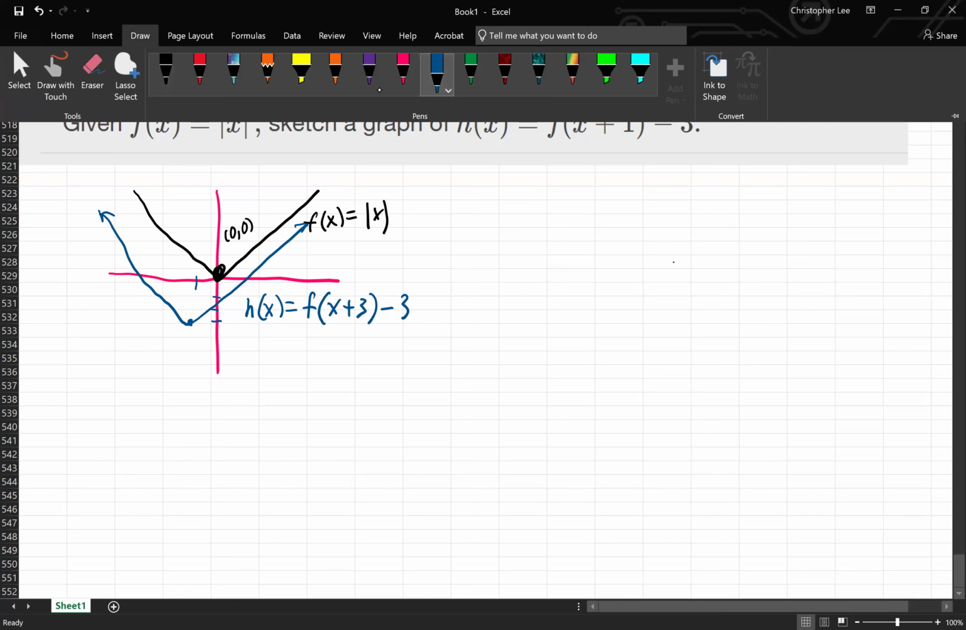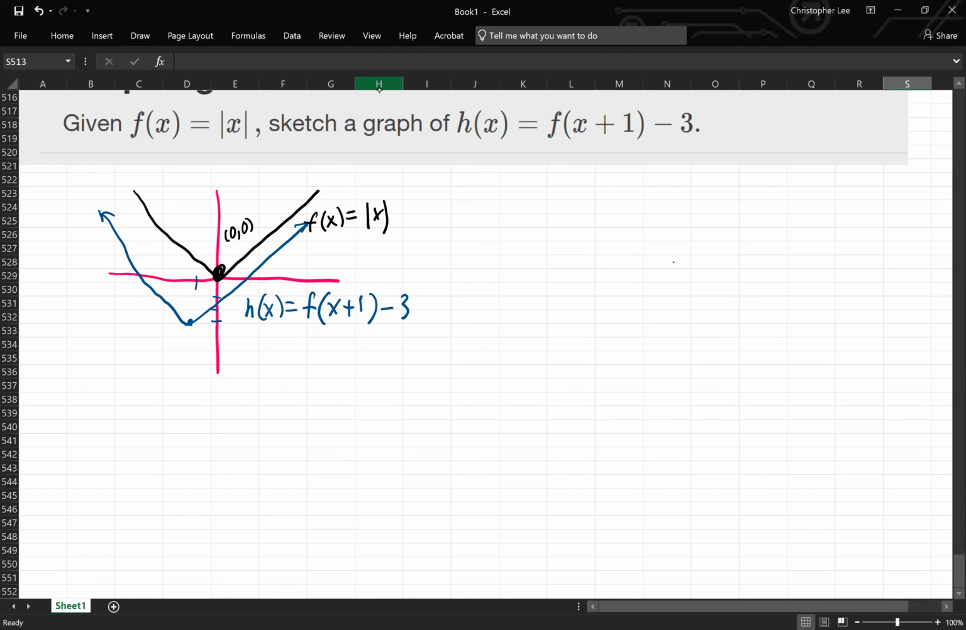Go ahead. It should be plus 1. Whoops, you're right, thank you. All right. This point I'm talking about right here, what is that? That's negative 1, comma, negative 3. All right. So that shows you the shift: 1 over to the left, down 3.